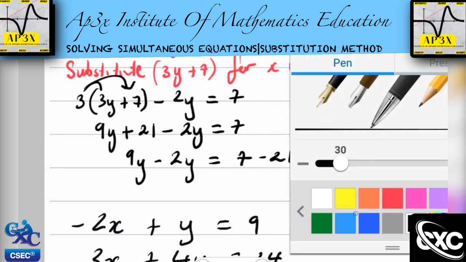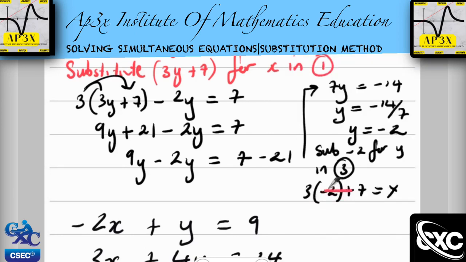And so easily then I wrap this up and say 3 times negative 2 is negative 6, plus 7, that is equal to x. So it so happens that 1 is equal to x. That's my final result. y is negative 2 and x is equal to 1.